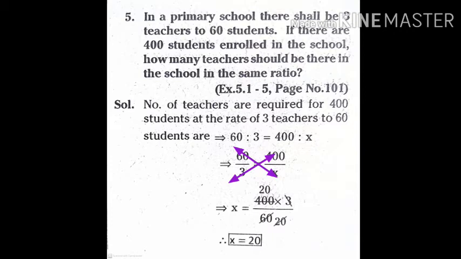We can write 60/3 is equal to 400/x. That implies cross multiplication: x is equal to 400 into 3/60. Here cancel with 3. 3 1s are 3, 3 20s are 60. 20 1s are 20, 20 20s are 400. So x is equal to 20. Therefore the required number of teachers for 400 students is equal to 20 teachers.